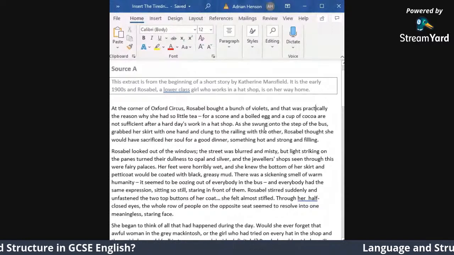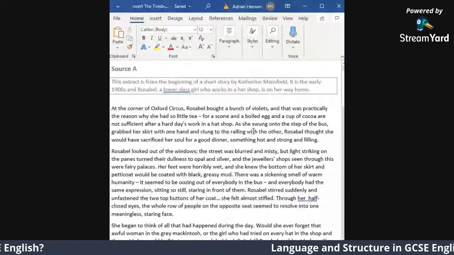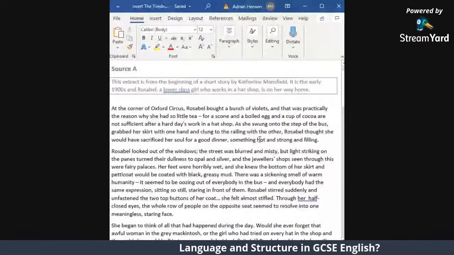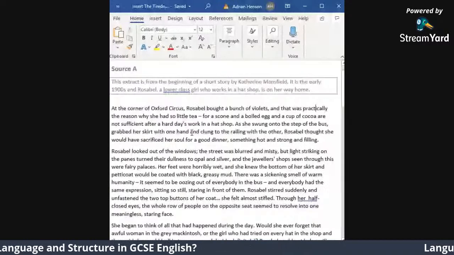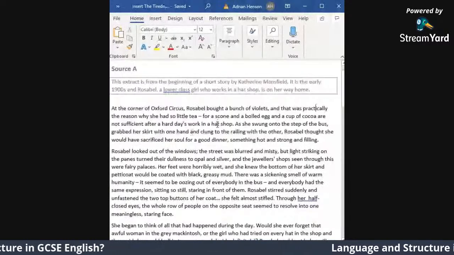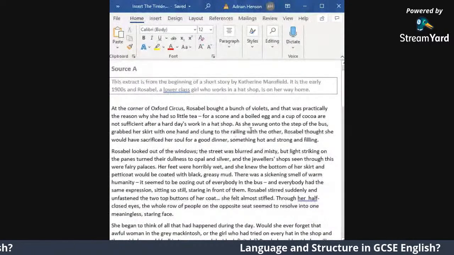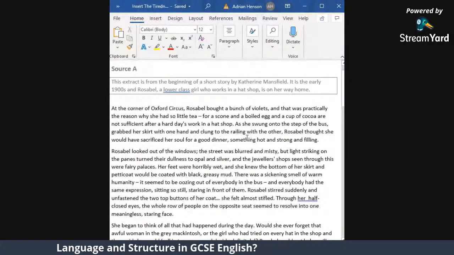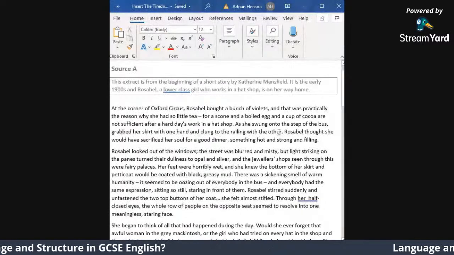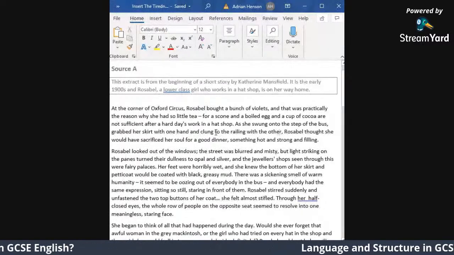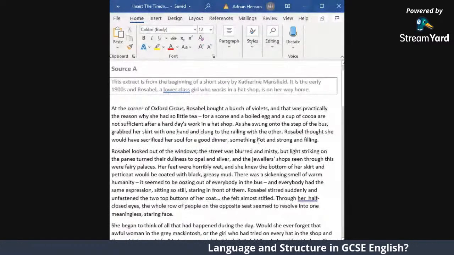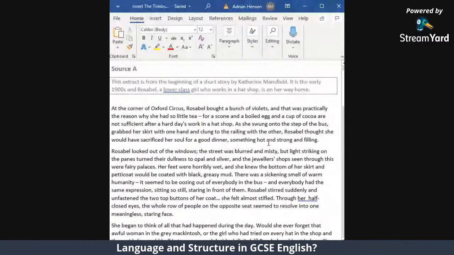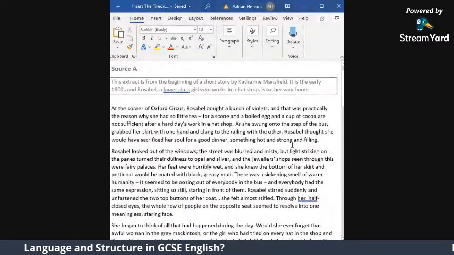So at the corner of Oxford Street, Rosabelle bought a bunch of violets, and that was practically the reason why she had so little tea. For a scone and a boiled egg and a cup of cocoa are not sufficient after a hard day's work in a hat shop. As she swung onto the step of the bus, grabbed her skirt with one hand and clung to the railing with the other, Rosabelle thought she would have sacrificed her soul for a good dinner, something hot and strong and filling.